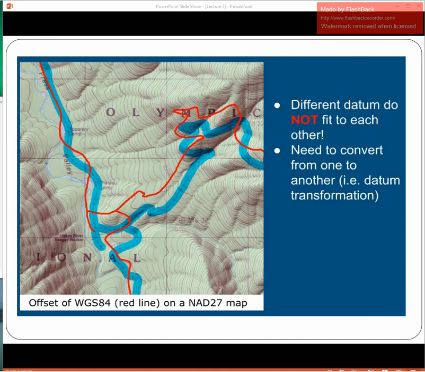In a GIS, we can actually convert the mapping done on different datums. This is called transformation, so that it matches, but it is still important to know that the datum used is fundamental to the accuracy of the geospatial data.